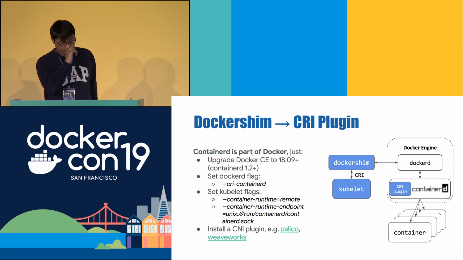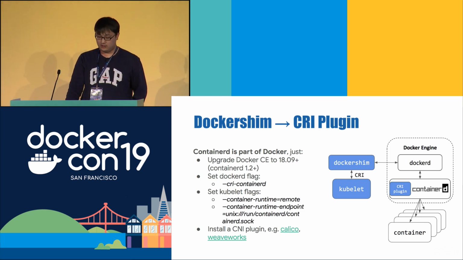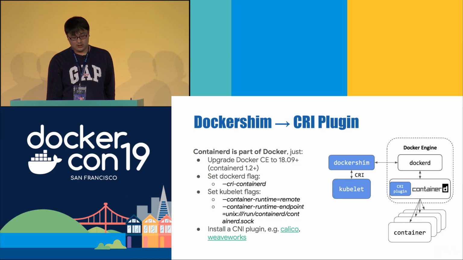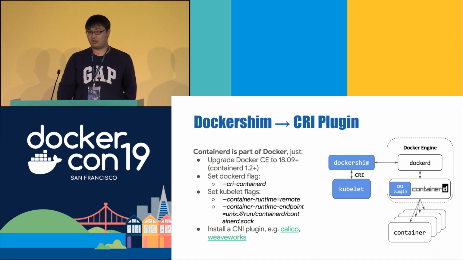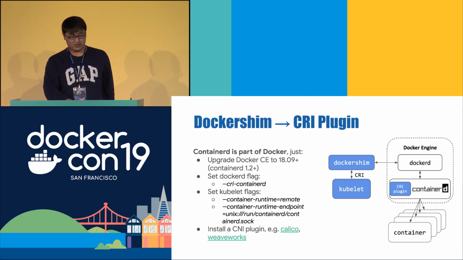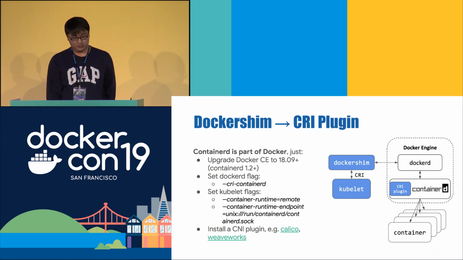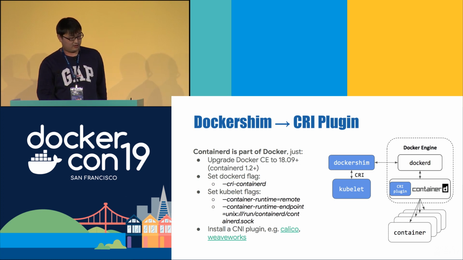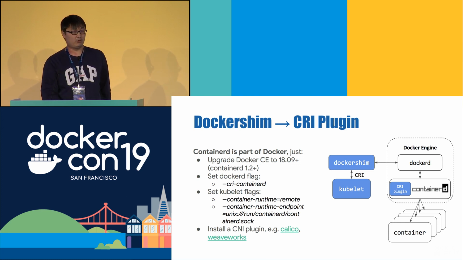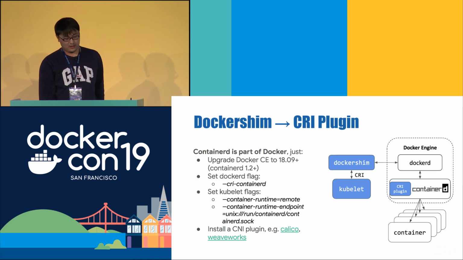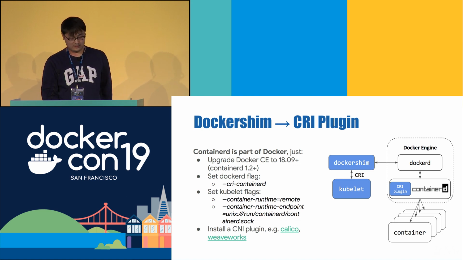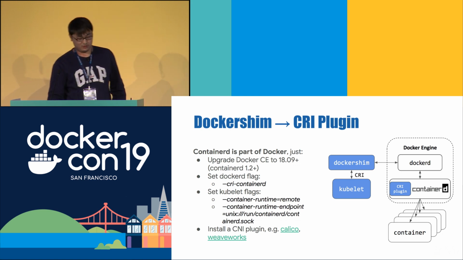And then how to switch from Docker Shim to the CRI plugin? Actually, it's pretty simple, because remember that Containerd is part of Docker. So actually, we're still using Docker. We just upgrade and change the configuration a little bit. Basically, just upgrade Docker to 18.09 or higher, which already has the newest Containerd built in, and then set the CRI containerd flag in dockerd. Then it will enable the CRI plugin. The third step is to configure your Kubernetes to use Containerd. Basically, just those two flags. That's the most basic two flags you need.